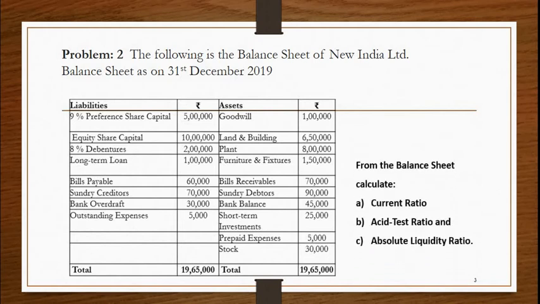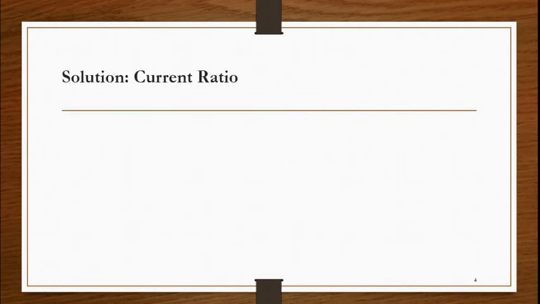And they are asking us to find out current ratio, acid test ratio, and absolute liquidity ratio. To calculate all these ratios, we have already discussed the formulas. Let's go for the solution. First one, we calculate current ratio. To calculate current ratio, we need current assets and current liabilities.